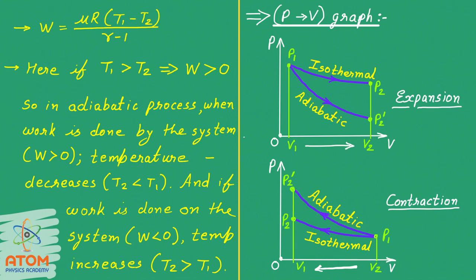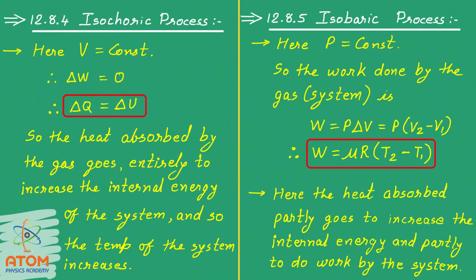Now let us see topic 12.8.4, Isochoric process. Isochoric process means when the volume V remains constant. Now if you put the volume V constant, that means you cannot move the piston, and if you cannot move the piston, that means there will be no work done. So delta W will be also 0.